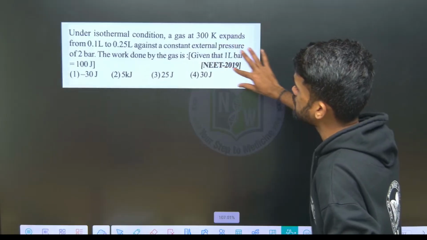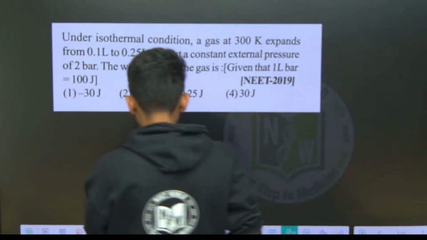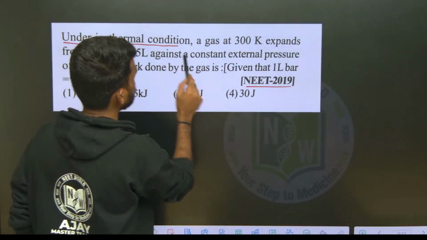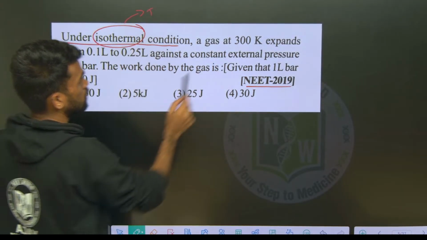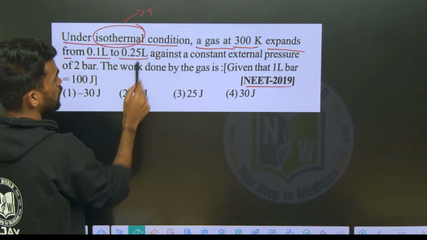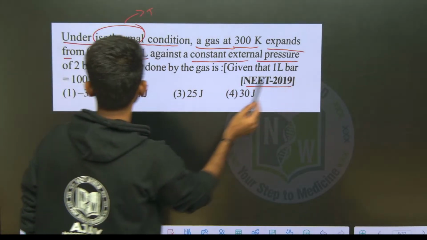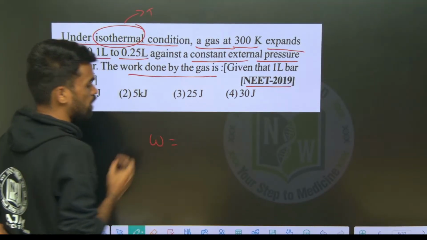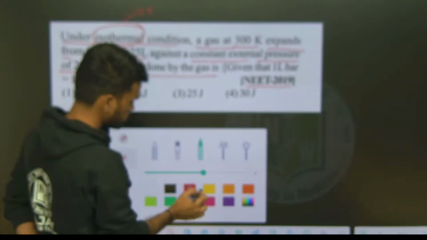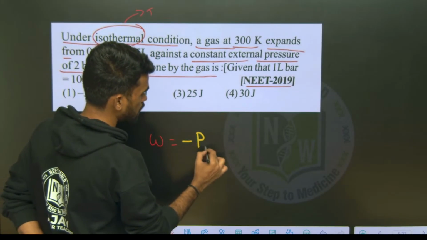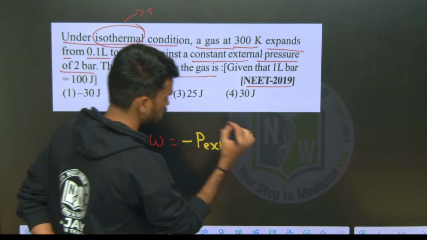Look at what they are saying. Under isothermal condition, this is a NEET 2019 question. Isothermal means temperature constant. A gas at 300 Kelvin expands from 0.1 liter to 0.25 liter against constant external pressure of 2 bar. The work done by the gas is? Just take the PV work done formula, with P and change in V. So my W equals minus P external dV. This is the formula we can use here.